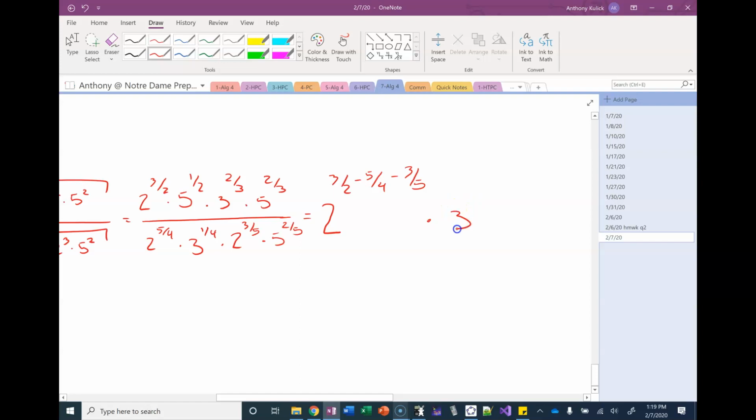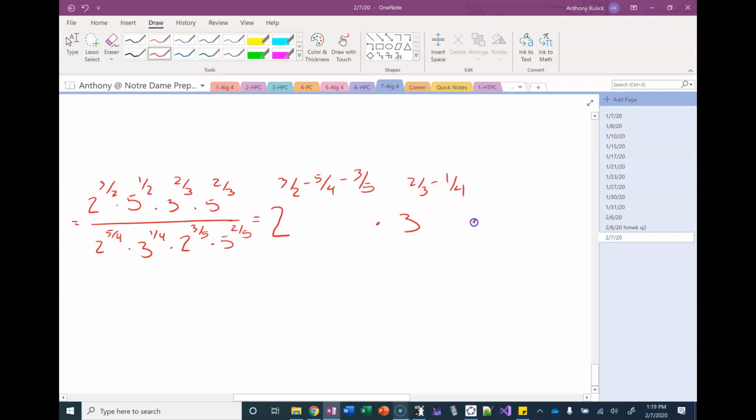Now we'll do the 3's. Here I have just property 6 because I just have a 3 in the numerator and a 3 in the denominator. And then for the 5's, I'm going to be using both property 1 and property 6. So I'm going to have 1/2 plus 2/3 minus 2/5. Is everybody okay with where we're at here?